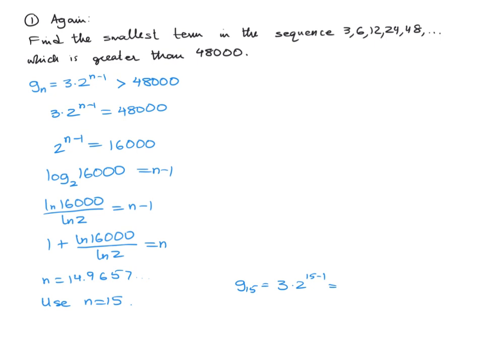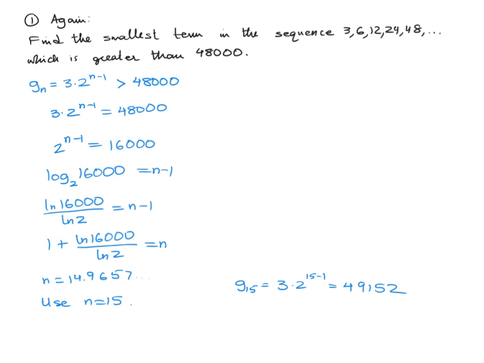However, the question did not say what is the term number or how many terms. It wanted the first term or smallest term itself. So I'm going to plug the n equals 15 into the formula for the geometric sequence, so right there. And so the final answer is 49,152. So for this particular example, I think the log method was easier, but that was only because it was relatively straightforward to solve using logs.